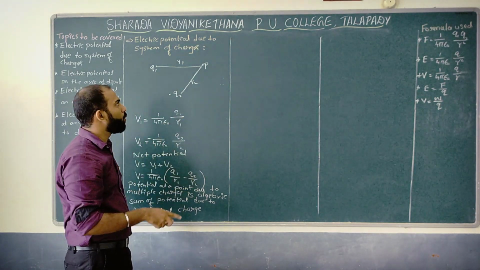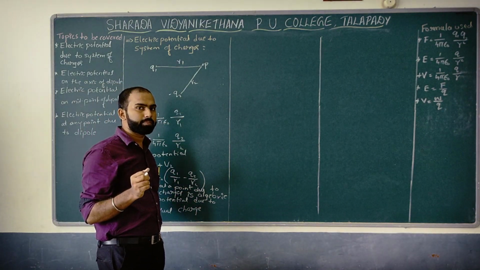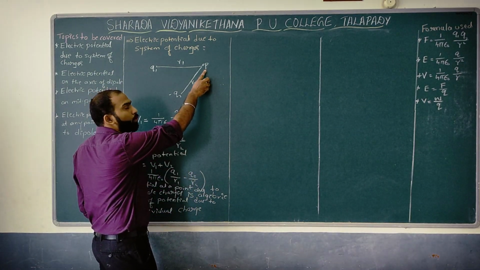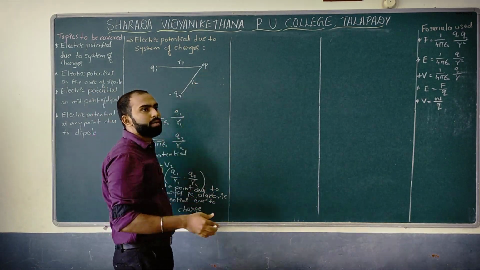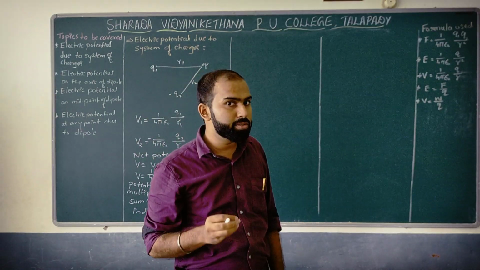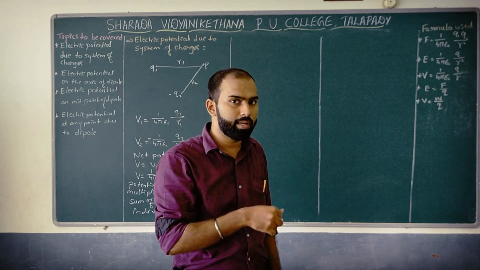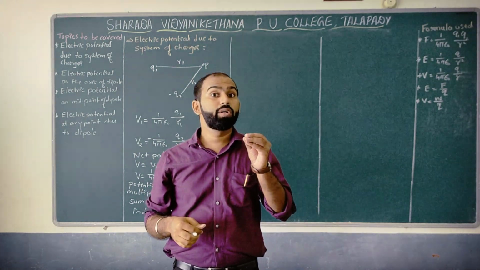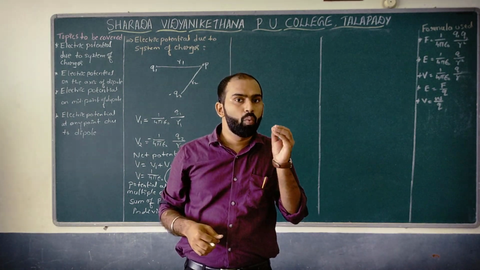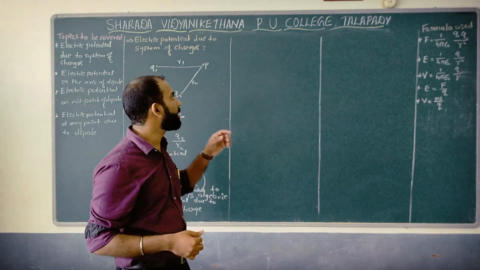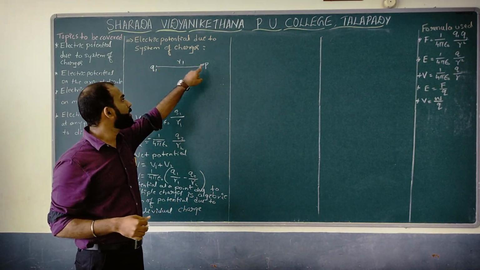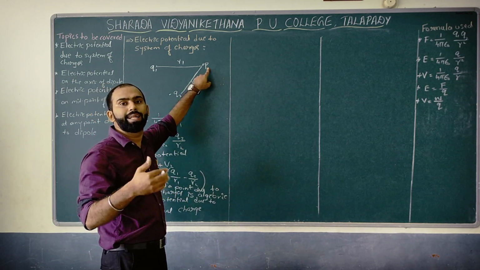Now what are you supposed to do over here? Just calculate the potential at point P. By the way, what is the meaning of electrostatic potential which we discussed in the previous class? It is the amount of work done in bringing a unit positive charge from one point to another point. Similarly, your job is to bring this q1 from one point to this point. So what is the potential at this particular point?